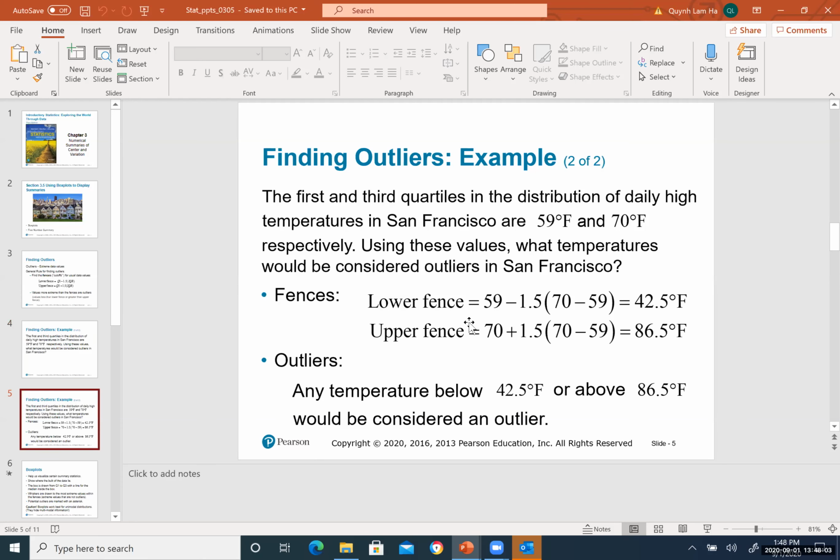Again, they apply the formula, and 42.5 and 86.5 are the fences. So all the values below 42.5 or above 86.5 are considered outliers. We find outliers because we don't want them dragging the majority of the data within, which makes our guess worse. That's why we have to cut off the outliers.